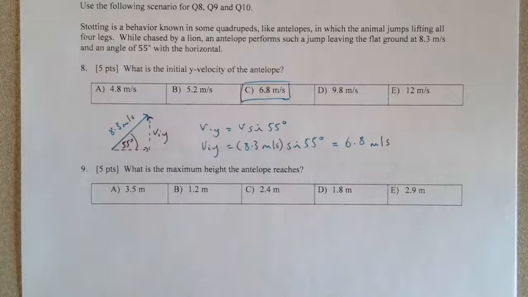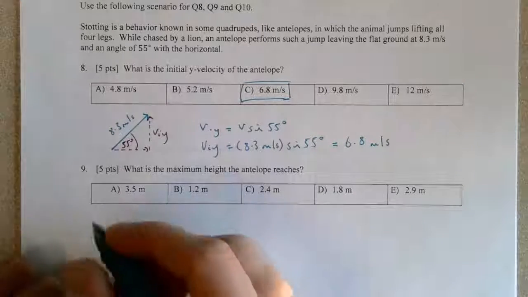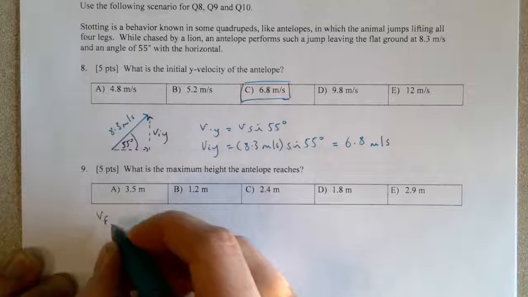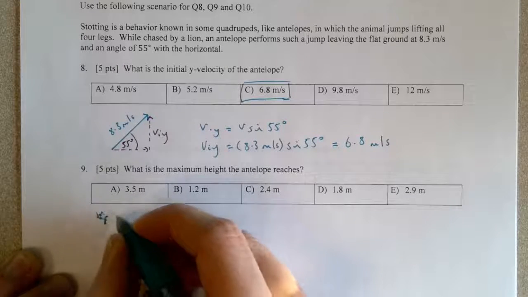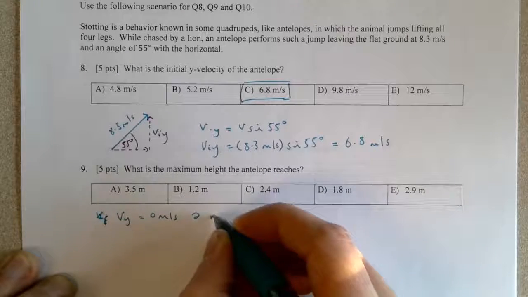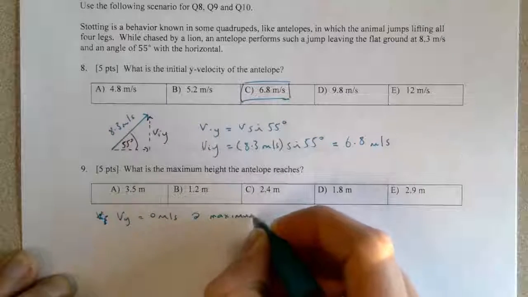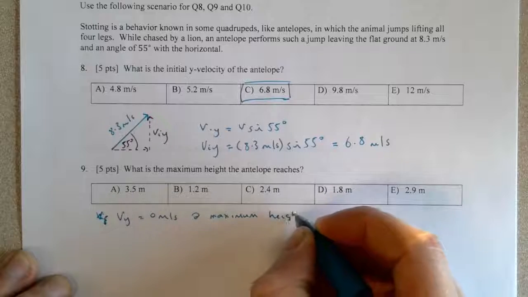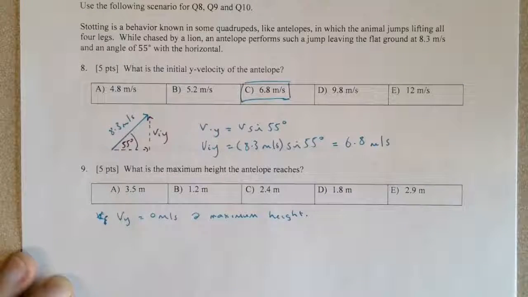So the key part for two-dimensional motion is knowing that the y velocity at the maximum height is 0. So let's make that statement: vy is equal to 0 meters per second at the maximum height. And using that information, we know the initial y velocity, and we know that it's going to be in free fall.